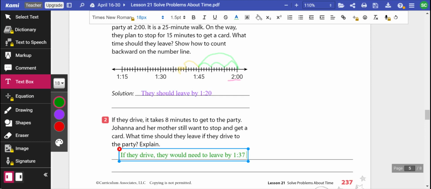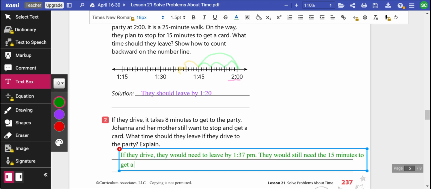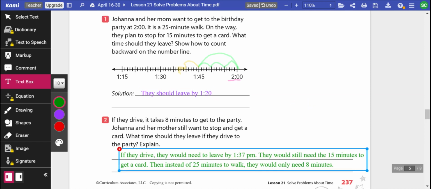And I'm guessing this will be PM, not early in the morning. It says explain. So they would still need the 15 minutes to get a card. Then instead of 25 minutes to walk, they would only need 8 minutes. There we go. We explained what we did. We took away 15 minutes and 8 minutes instead of taking away 15 minutes and 25 minutes, which gave us our answer of 1:37.